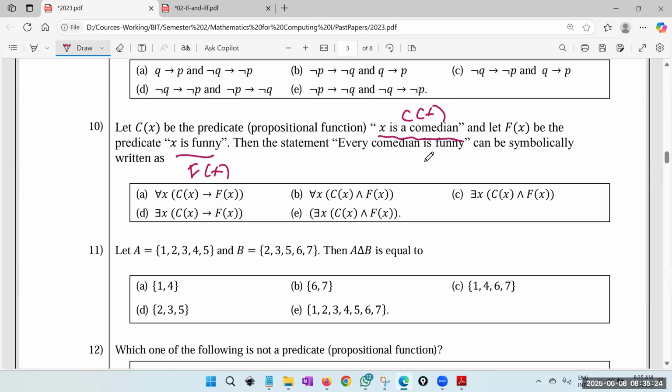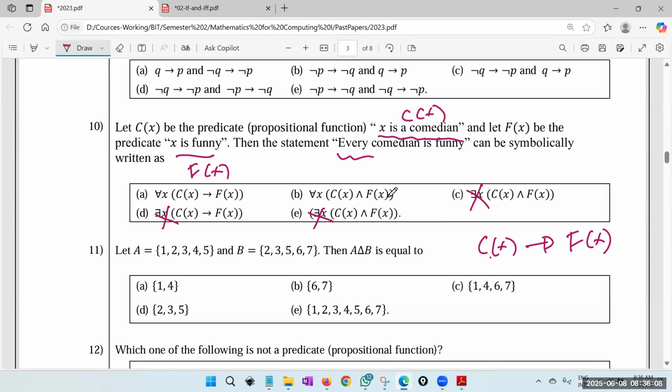Then the statement, every comedian is funny, can be symbolically written. That means whenever someone is a comedian, Cx, it implies funny. Comedian implies funny. But now you need to put something called every comedian. Because not exists, right? Every, so therefore I'll get rid of the exists answers. So now I have only two answers. So this can't be the case.